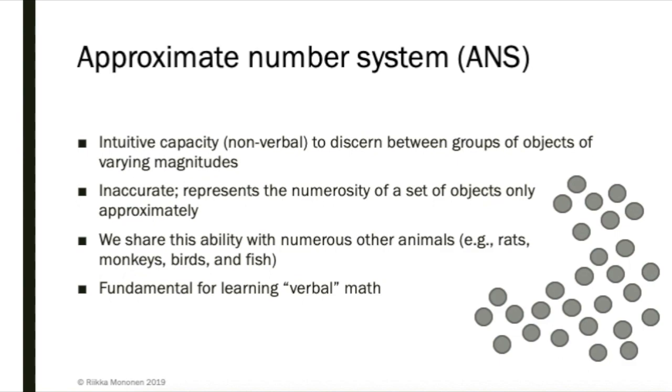This type of number sense is thought to be fundamental for learning culturally based verbal math. Verbal math would include an ability to count the exact number of dots using number words, while I'm counting, and to get an accurate number of dots.